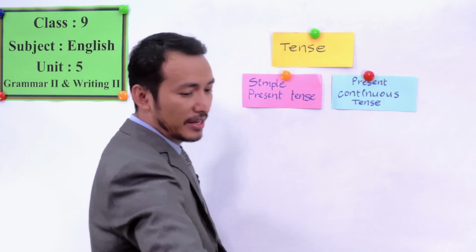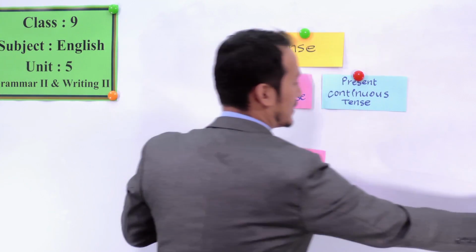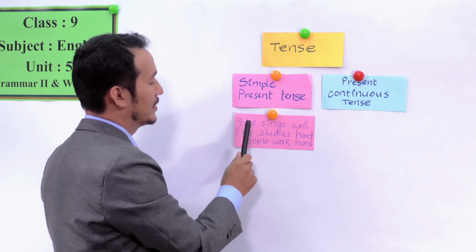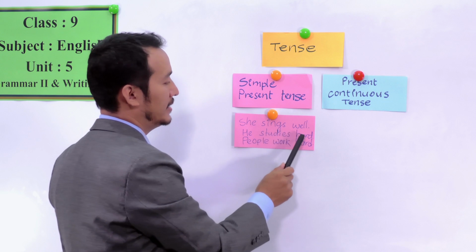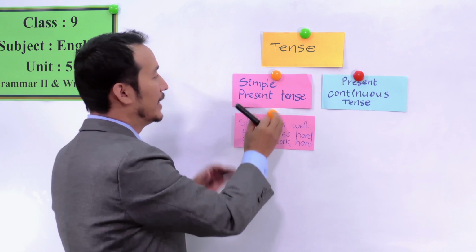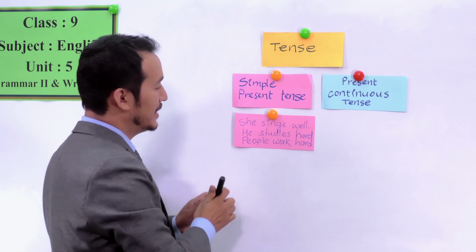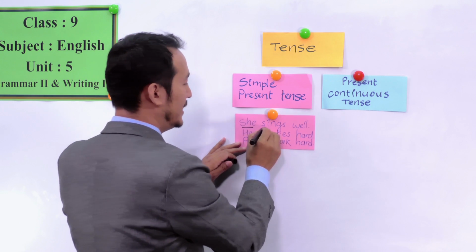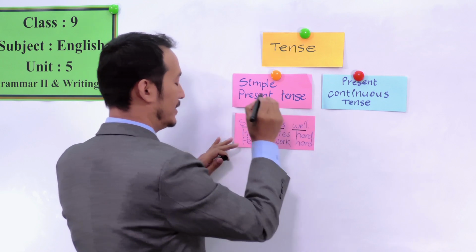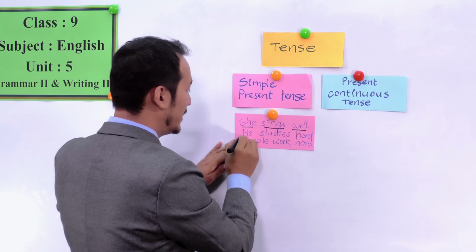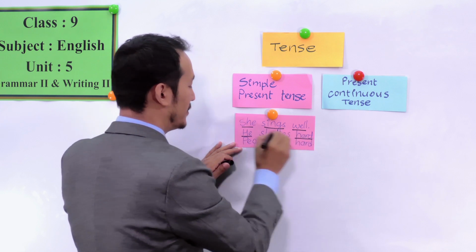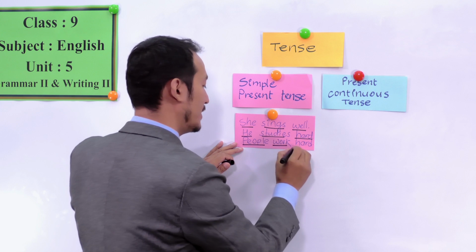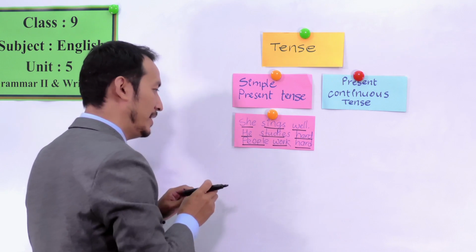So in simple present tense, we have sentences like: she sings well. Can you read it? Okay, yes. She sings well. He studies hard. People work hard. Okay, these are the sentences of simple present tense. So what do we have here? We have she as the subject, sings as the verb, and well as the adverb. And again we have subject, verb, object or adverb. We have people as the subject here, work as the verb here, and an adverb at the end.